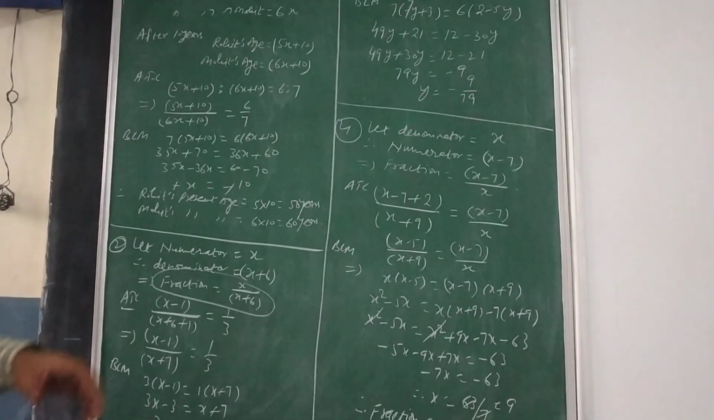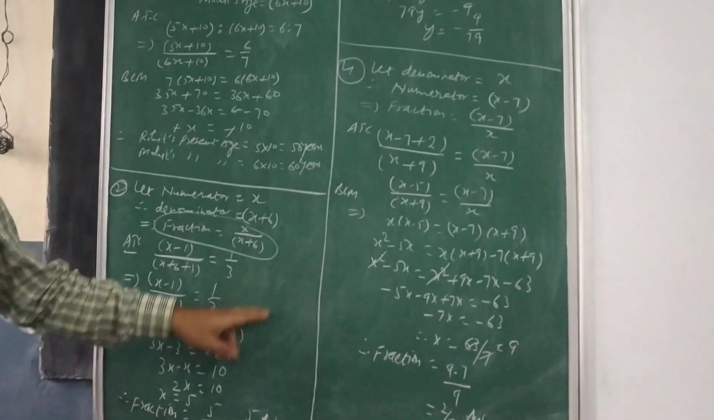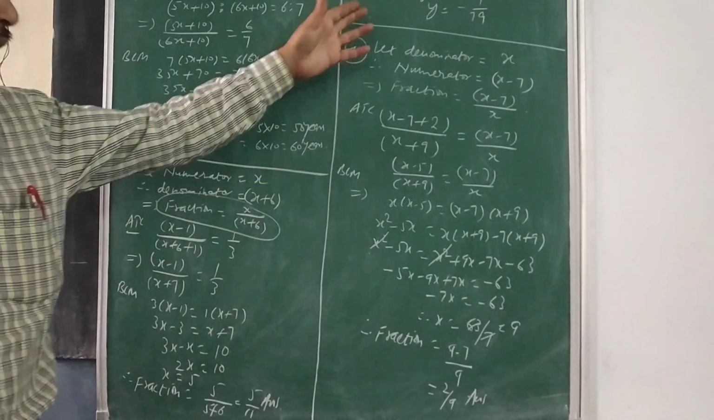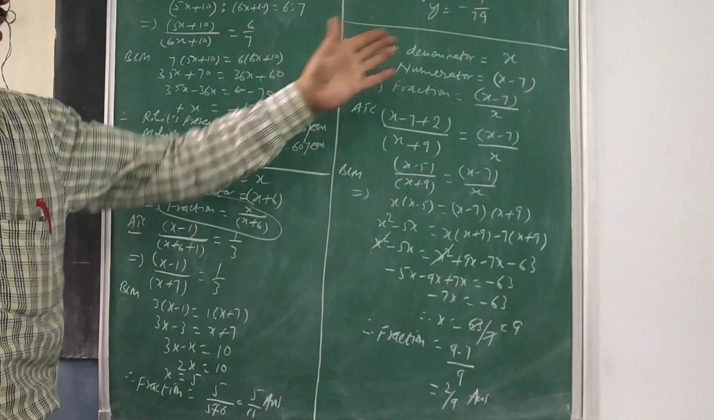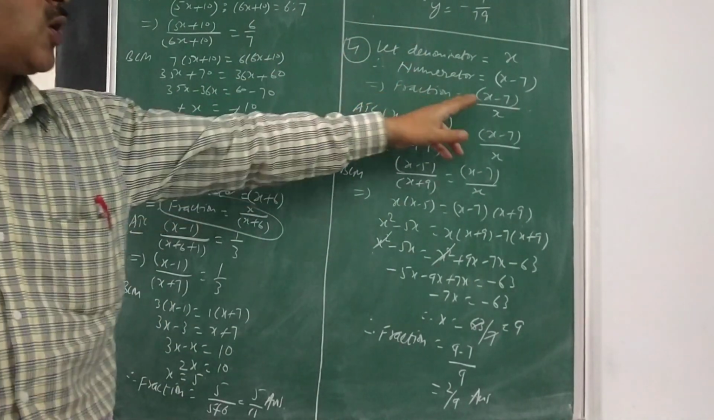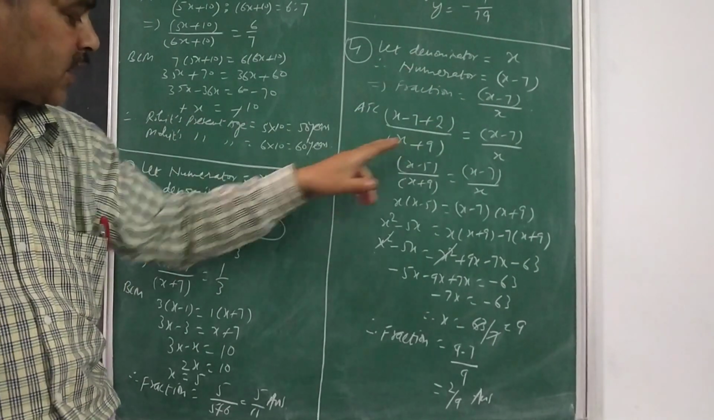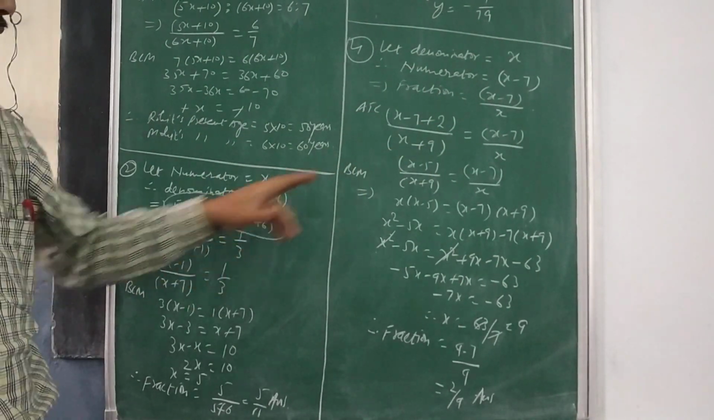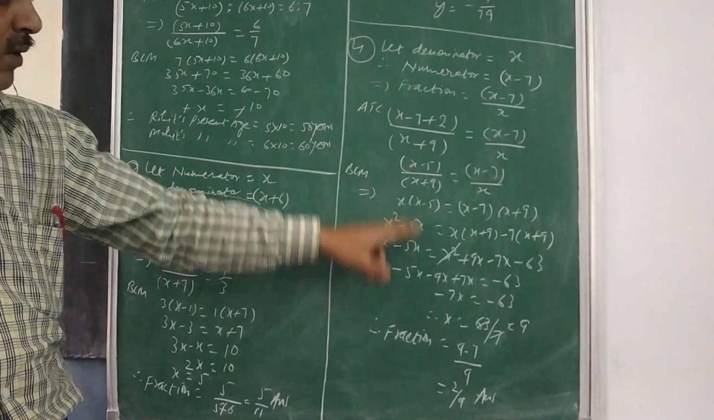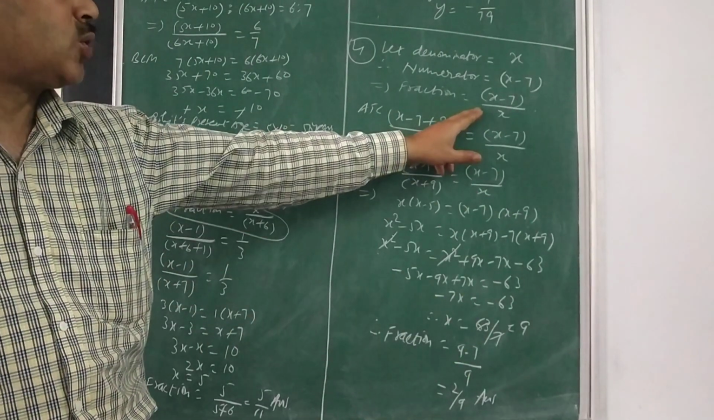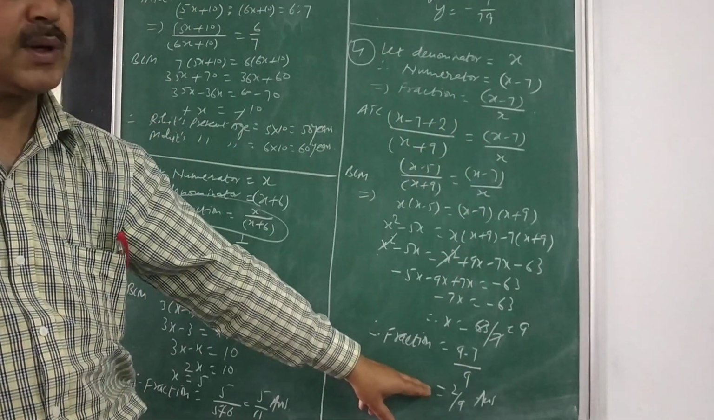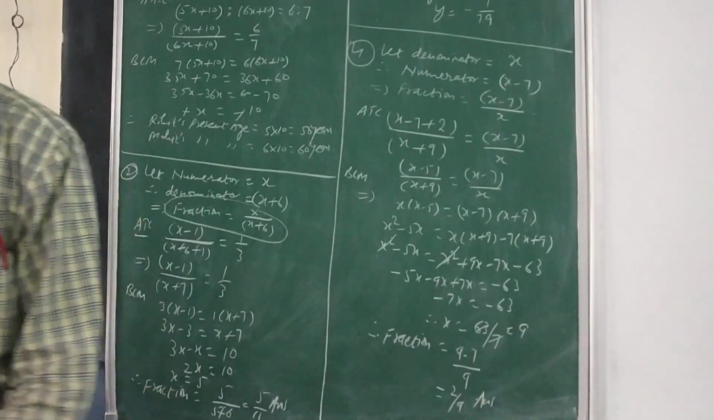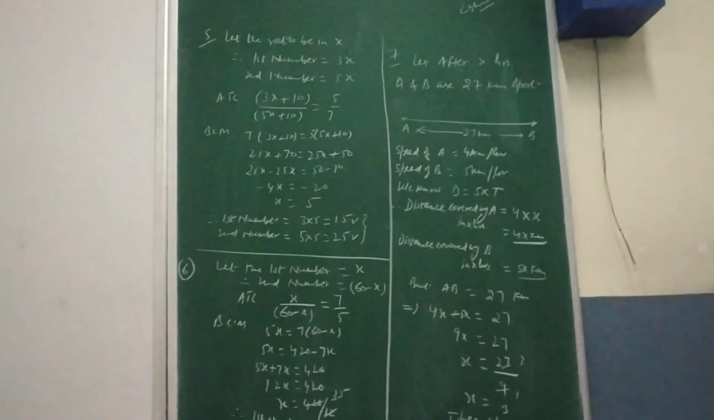Then the fourth question, again the same procedure you have to follow. I hope all of you will be able to understand that. Identify what the denominator is, what the numerator is, and what the original fraction is. Then apply the condition as we did here, solve the equation, and put that value back into the original fraction. Finally you will get the answer. So that is your solution for question number 4.